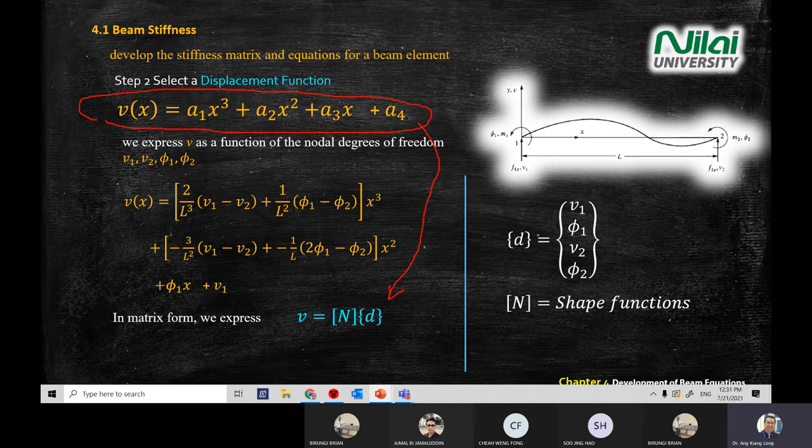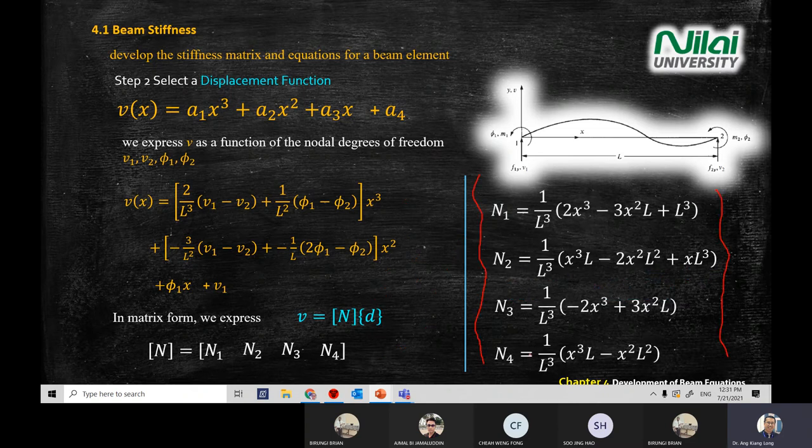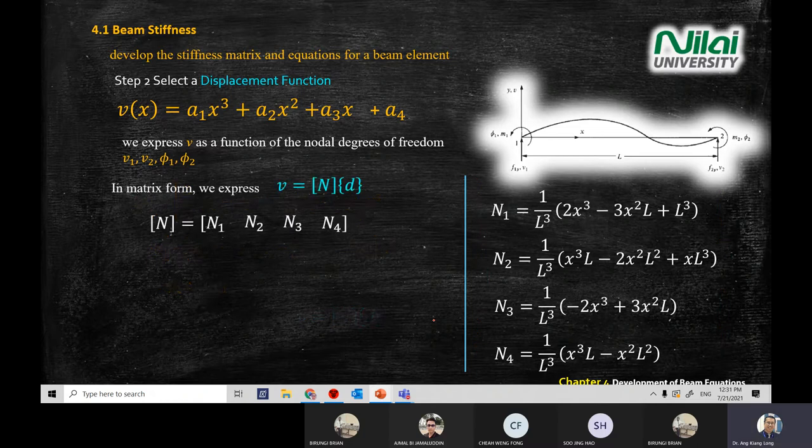D, I already give you hints already. D is V1, theta 1, V2, theta 2. N, I also give you already. So N, you can arrange them in N1, N2, N3, N4. If you write them out, it's a very lengthy, very long matrix. Because if you look at the N1, N2, N3, N4 structure, it's very long, right? So I don't want to occupy the screen, so I just write them as N1, N2, N3, N4 for your information. Okay.